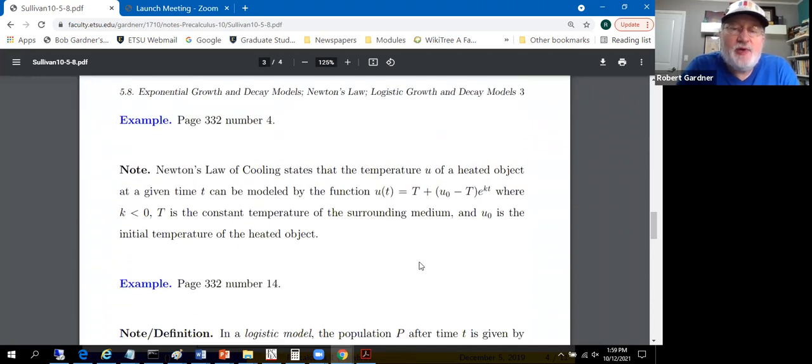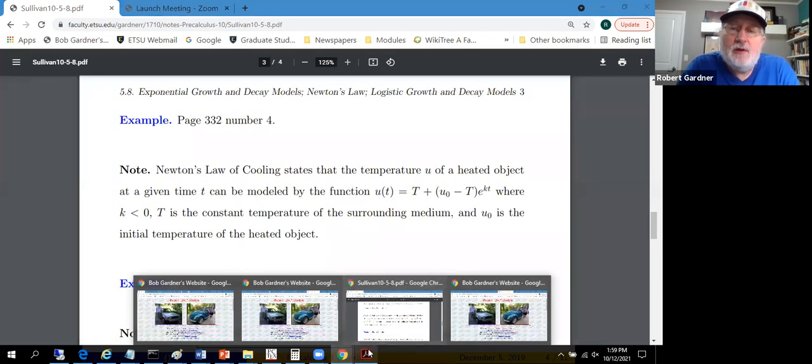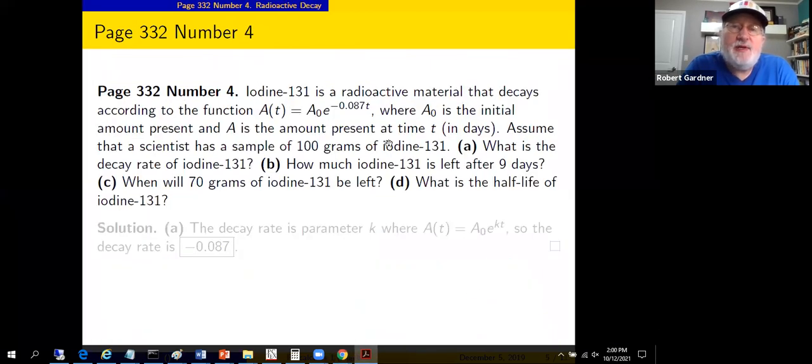Let's do an example illustrating that. Iodine-131 is a radioactive material that decays according to this function: amount present equals A sub 0, the initial amount, times e to the negative 0.087 t. Assume that a scientist has a sample of 100 grams of iodine-131. What's the decay rate of iodine-131? How much iodine-131 is left after 9 days? When will 70 grams of iodine-131 be left? And what's the half-life of iodine-131?